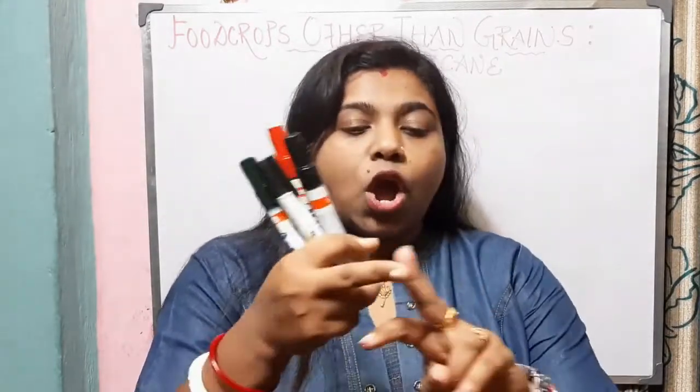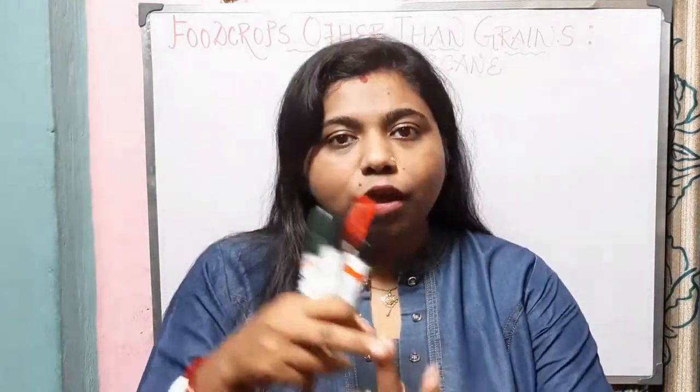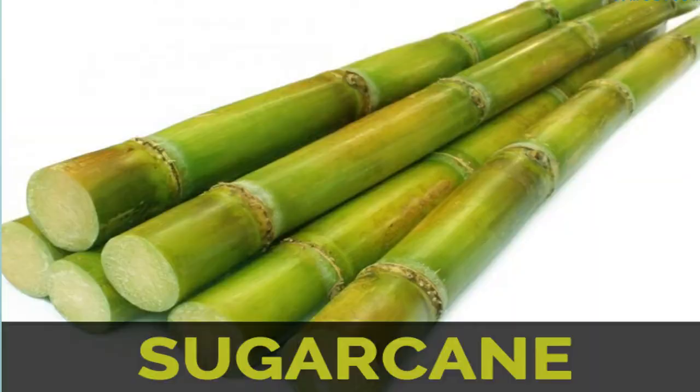There are 5 food crops other than grains that grow in India: sugarcane, oilseeds, tea, coffee, and horticulture crops. In this video, we will only discuss sugarcane. This topic has been divided into 3 parts. In the first video, we will discuss sugarcane. In the second video, we will discuss the horticulture crops and the oilseeds. And in the third video, we will discuss tea and coffee. So without wasting much of our time, let us start with sugarcane.